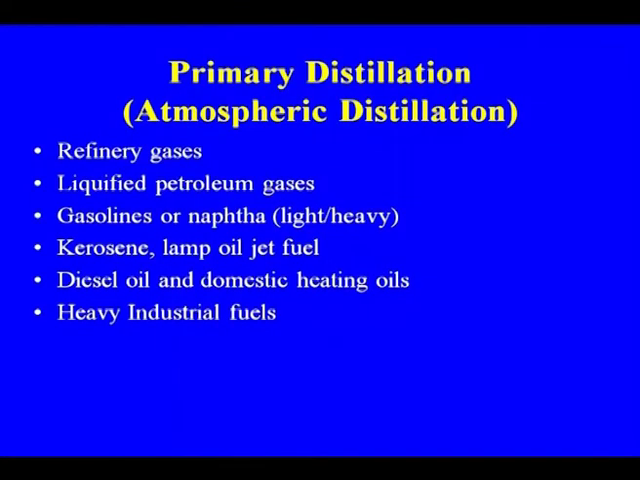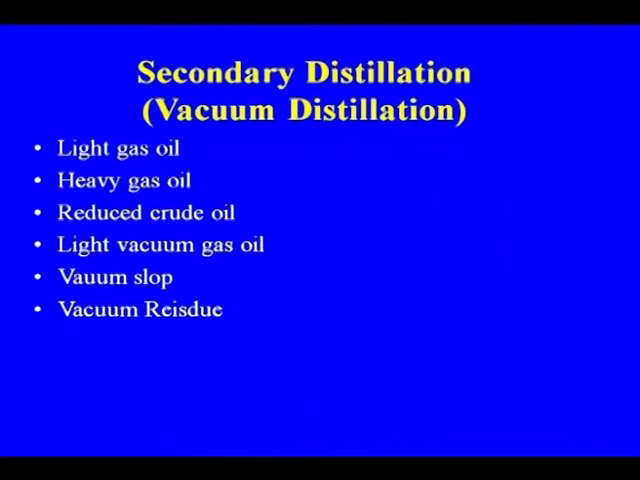So these are some of the products: refining gases, liquid petroleum gas, gasoline or naphtha, which I was telling about, because in some of the mills they say light naphtha, medium naphtha, heavy naphtha. Then kerosene, lamp oil, jet fuel, diesel oil and domestic heating oils, heavy industrial fuels like bitumen, and even the lubricating oil which we are getting from the vacuum distillation, light gas oil going for further cracking, and heavy gas oil also going for cracking.